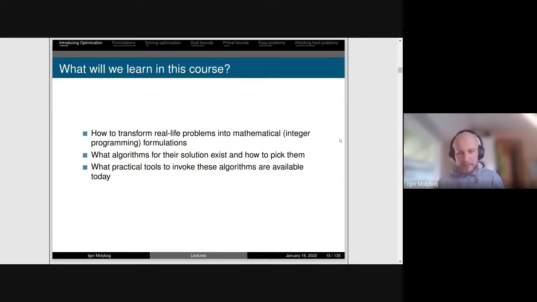Now we have this deep dive into the optimization problems, and we already know what a linear program is, what an integer program is, and what a mixed integer program is, which is a lot. What's the thing that we're going to be doing next?